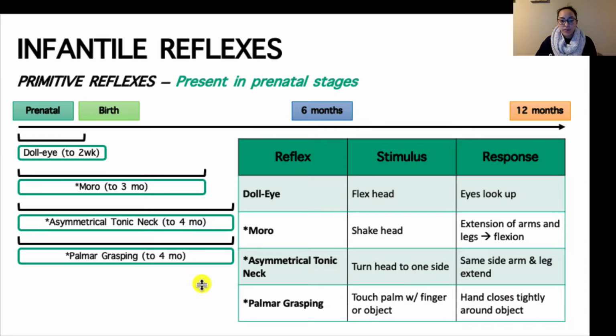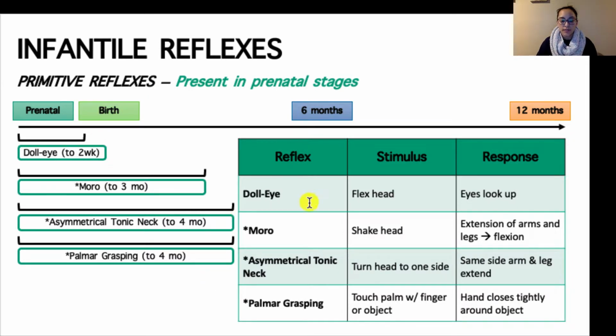How we have all of these reflexes set up is I have a summary slide. So we have our timeline from prenatal stages all the way up to 12 months. There's a table representing the reflex name, the stimulus, and the response. And in following slides for any of these that have asterisks, I'll usually give you a picture or a video example of what that reflex actually looks like. So we'll start off with our primitive reflexes. These are present in prenatal stages and then just shortly after birth.